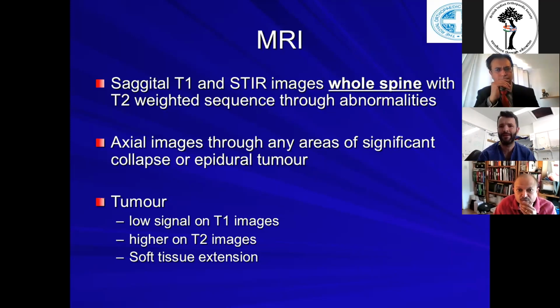But the main thing to say in the exam is the patient requires a whole spine MRI scan. There is no point in operating in the lumbar spine for someone who's riddled with cancer higher up and in fact has instability in the neck, for instance. They require a whole spine MRI, and axial images through any significant collapse or epidural tumour are a must. You'll get asked in the exam, maybe even in the basic science questions, to tell me how different pathologies look on different imaging. Remember, tumour is low signal on T1, higher on T2, and always look out for the soft tissue extension as well.